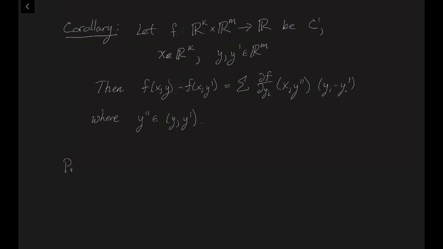And the proof of this is fairly simple because we already have proven the theorem. So all we're going to do is we're going to kind of ignore x, and we're just going to apply the mean value theorem that we just proved to the y coordinate only. And that's the end of the proof.